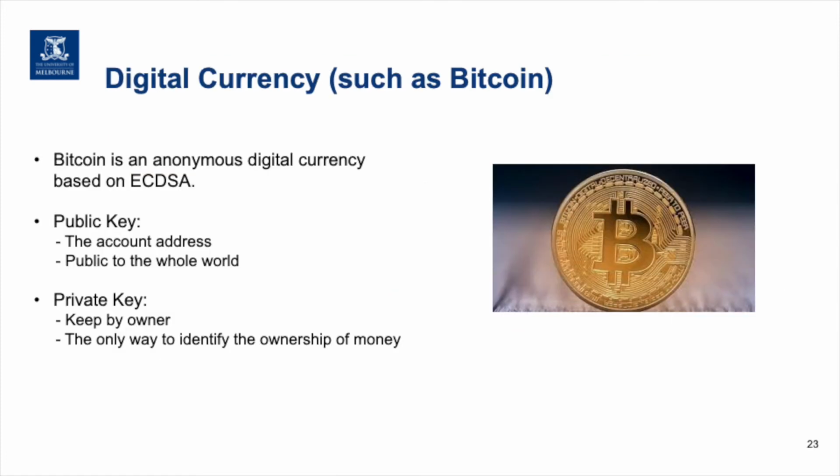Bitcoin is a good example of ECDSA application. Each Bitcoin address is a cryptographic hash of an ECDSA public key. The ownership of the account is determined by who controls the ECDSA private key. If the account private key is lost, the owner will lose the money forever. Once the private key is stolen, the money in the account is completely owned by the hacker.